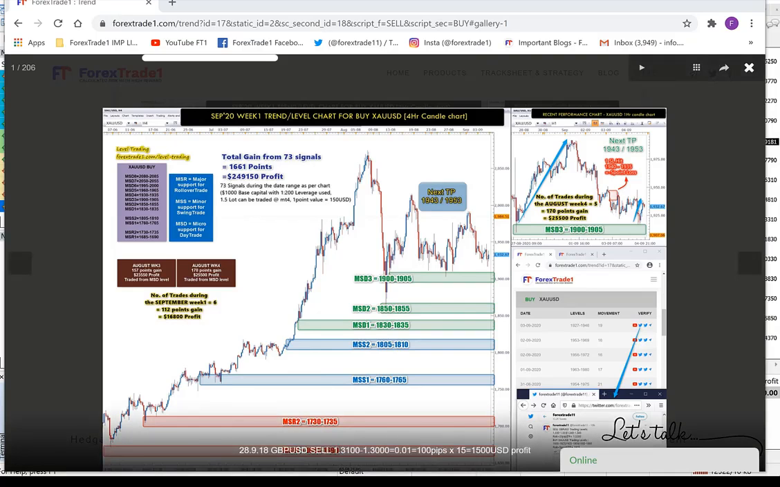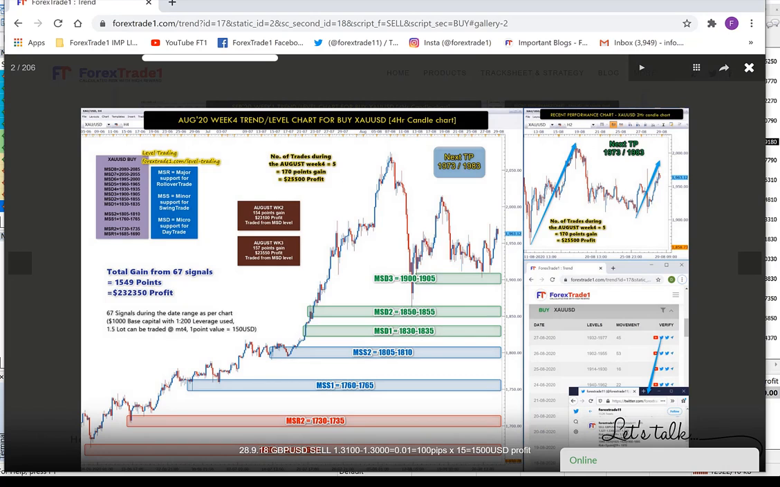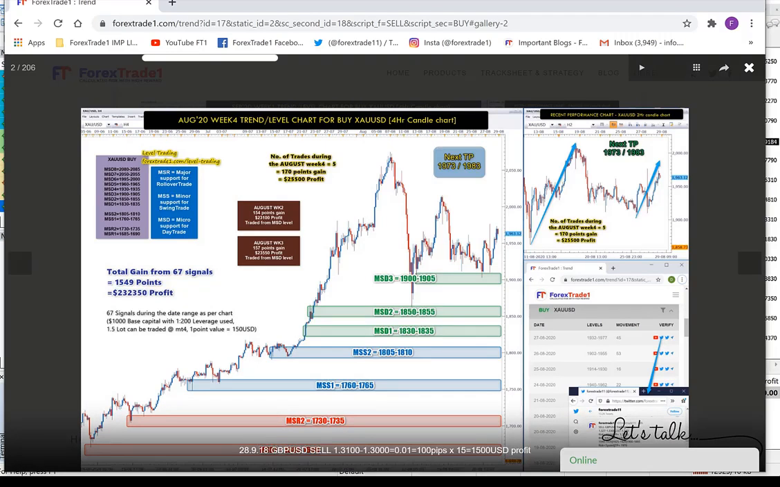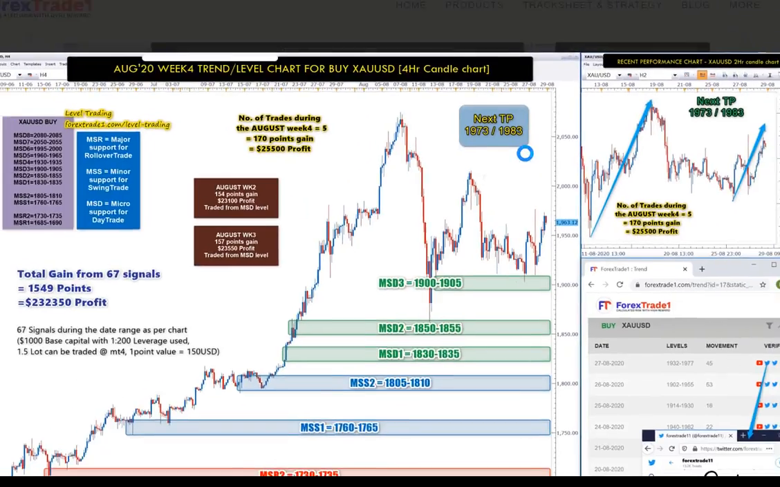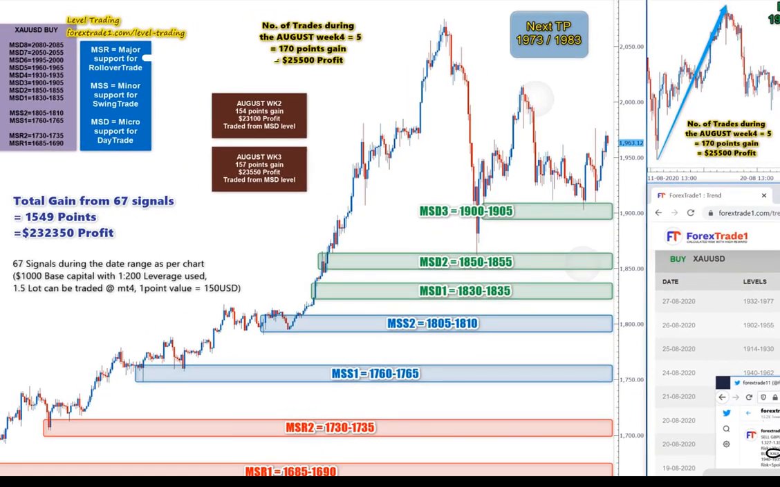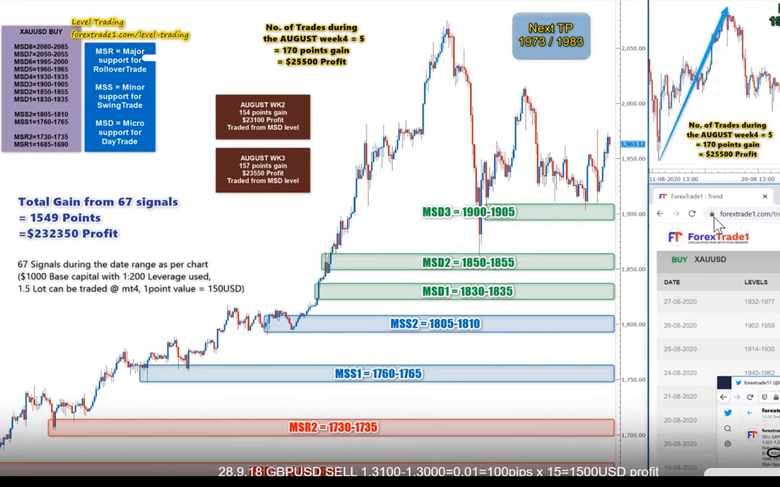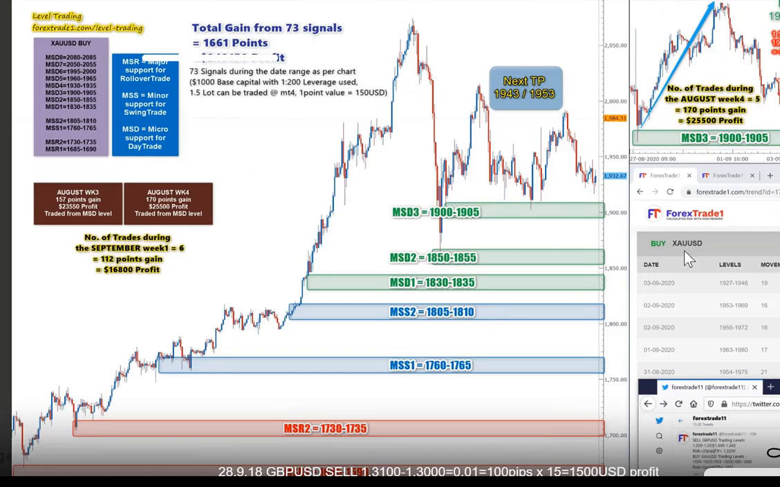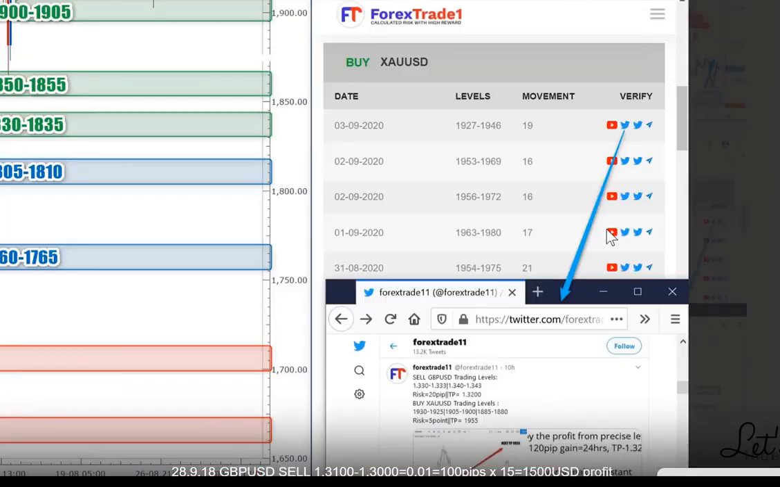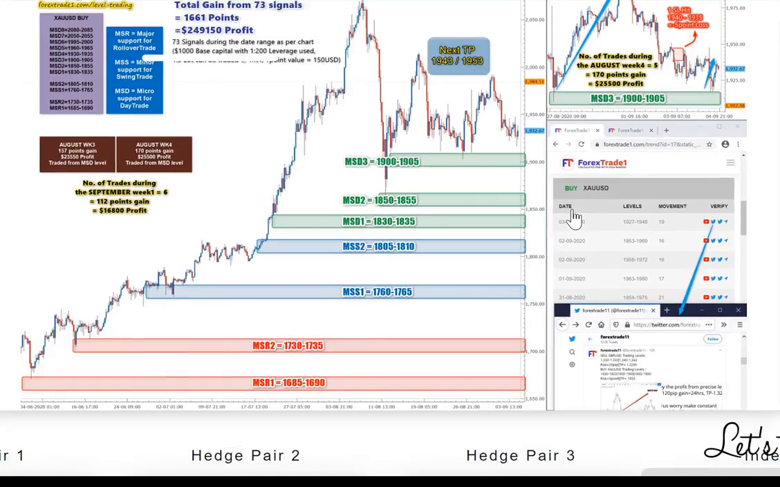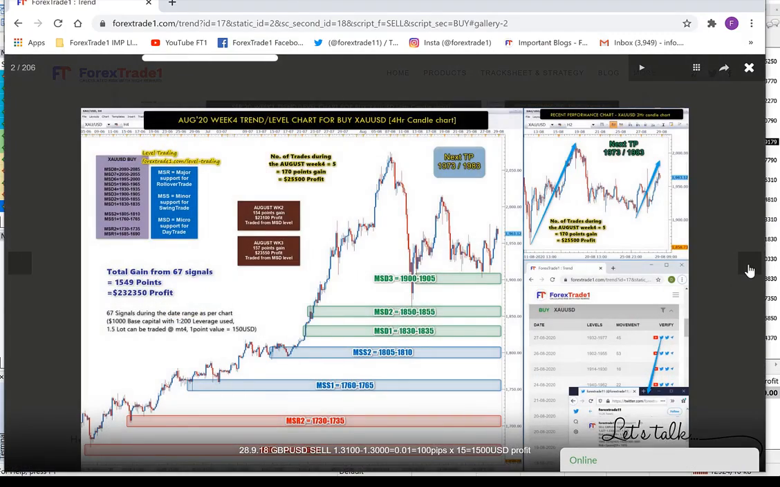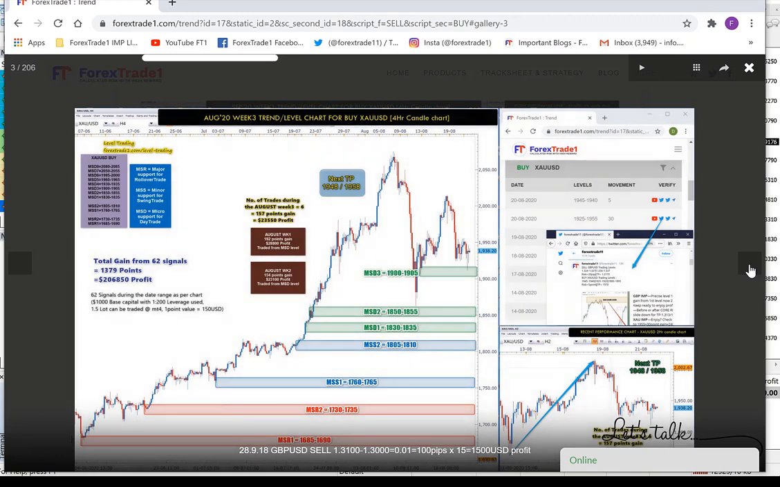We can see for each week this chart here. This is the August 20 week 4 chart. I can zoom it for you. You can see here the MSD3 for the August 20. This chart was prepared. Now we can click here, and it will scroll through all these weekly charts, our trend charts.